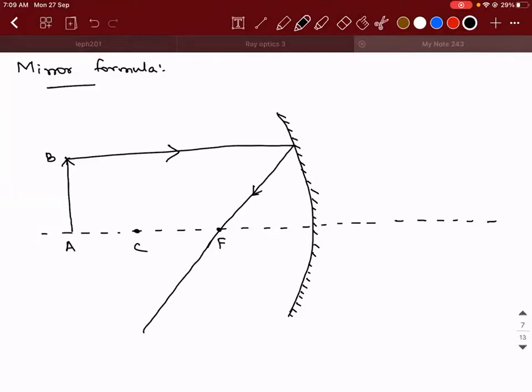Right. Next, if you consider a ray hitting the pole, it will get reflected back symmetrically. So two rays are more than sufficient for you to locate the position of the image. You can actually draw the other rays also if you want. If you take a ray through the center of curvature, I told you, right, it will be slightly imperfect.